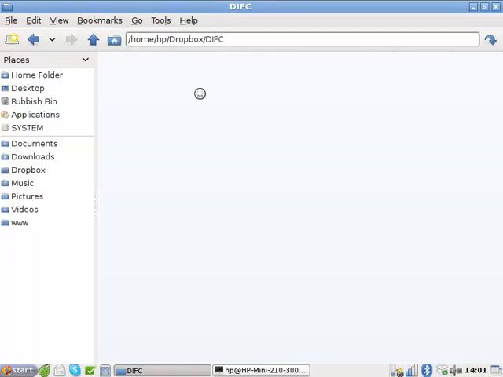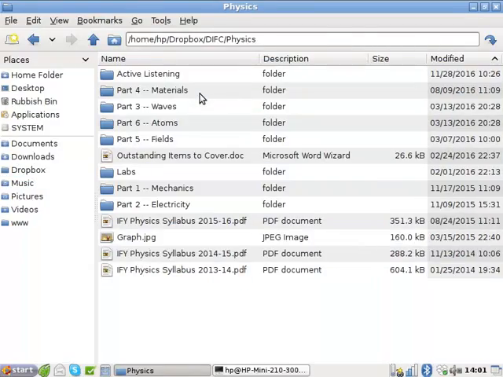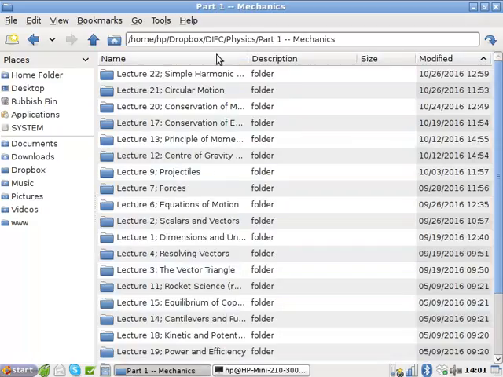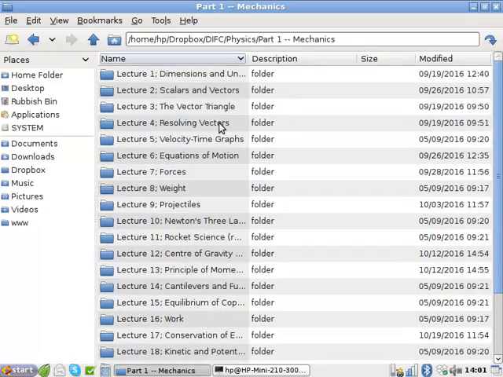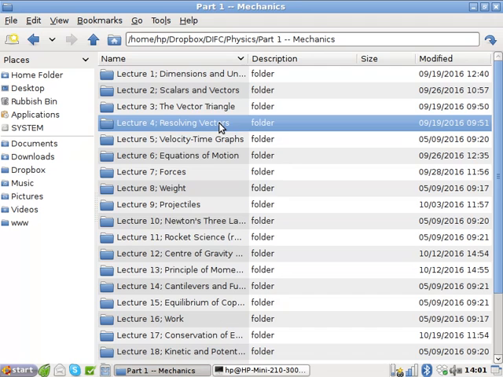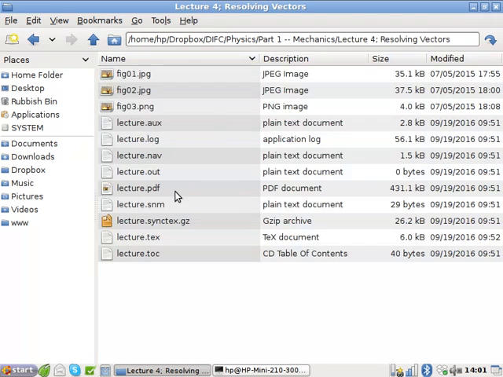Right, DIFC physics, mechanics, and the last lesson we did was resolving vectors. So we have a homework from that, isn't it? Yeah. Okay, let's have a look at that.